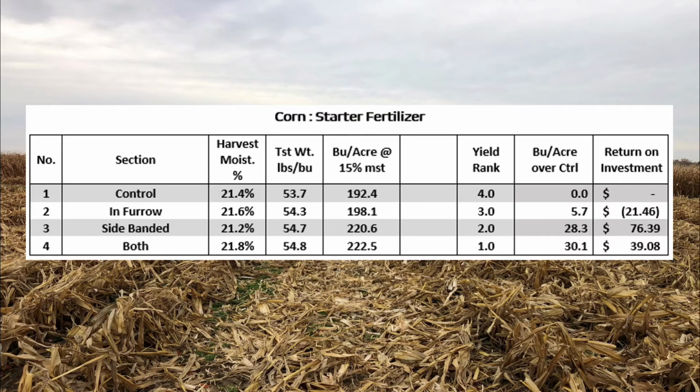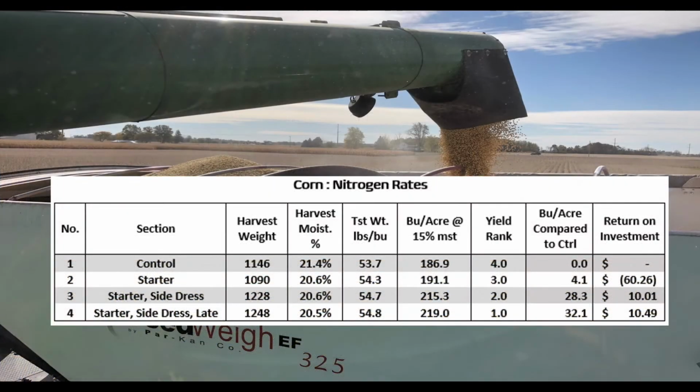in the in-furrow application. Our nitrogen plot showed increases in yield, especially in the starter and side dress, and starter, side dress, and late season nitrogen sections. As far as ROI, the starter section had a loss, but the other two treated sections had positive returns.